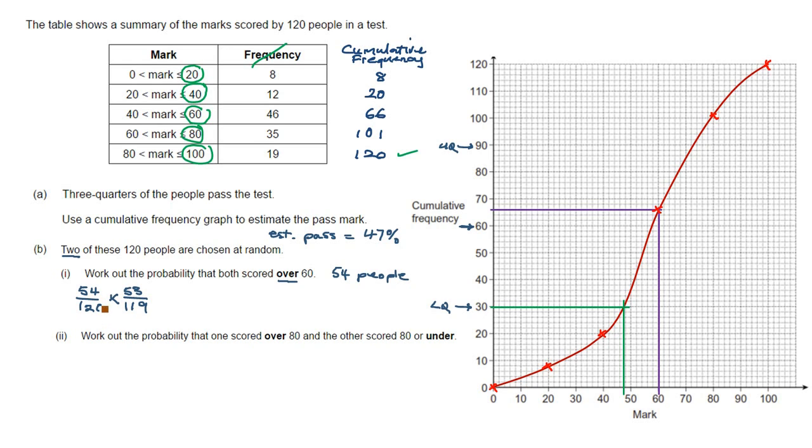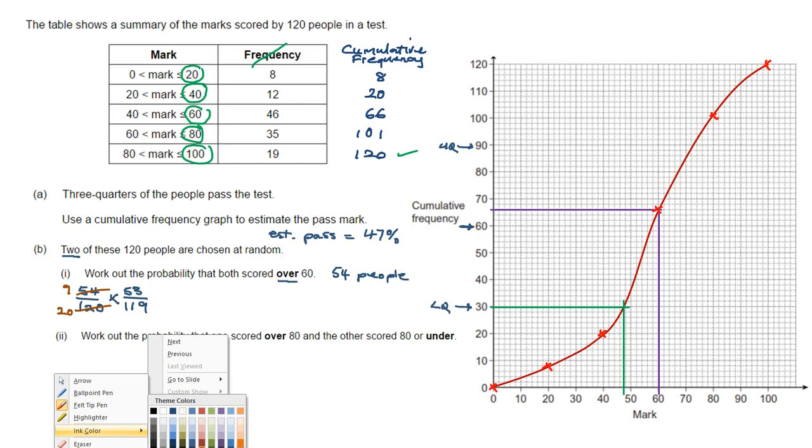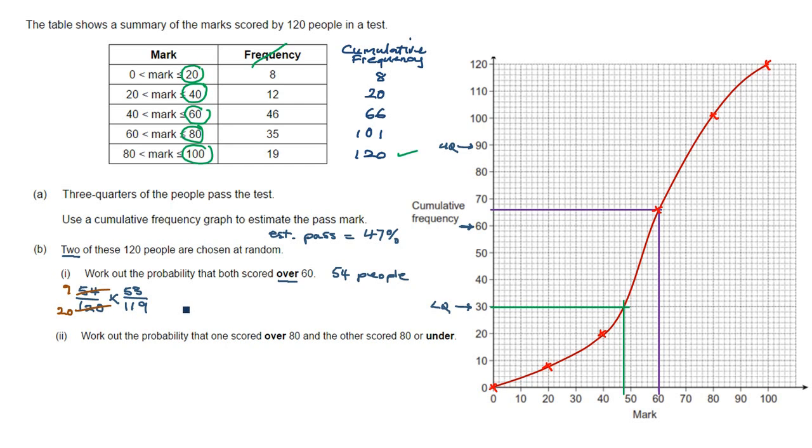54 divided by 6 is 9, so 9, and 120 divided by 6 is 20. Okay, so that's made our task a little easier. It's still quite tricky. So 9 times 53 over 20 times 119. Well, I can do that straight away. 20 times 119 is 2 times 119 times 10, so it's got to be 238 times 10, which is add a 0.